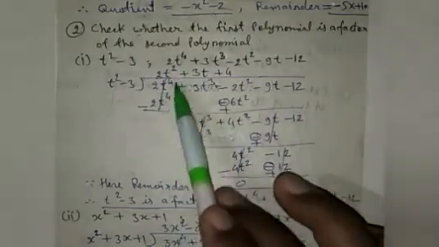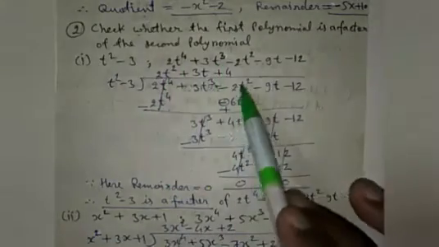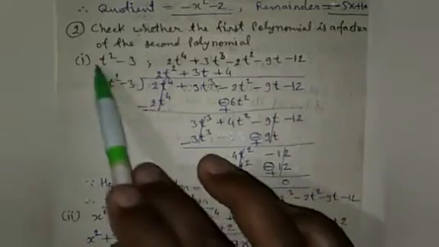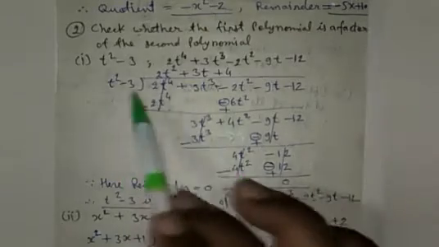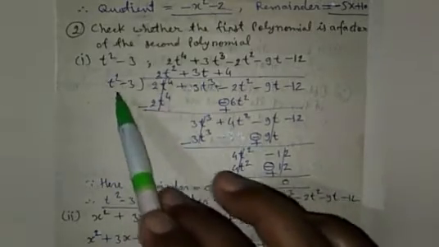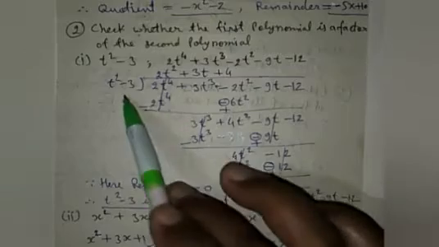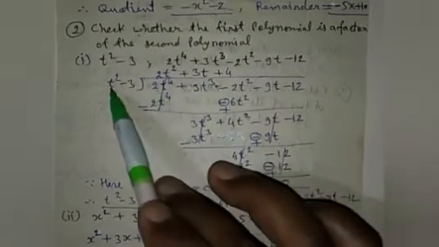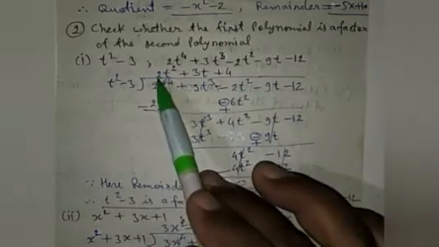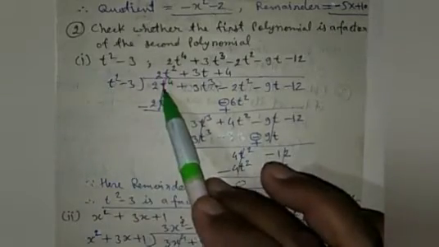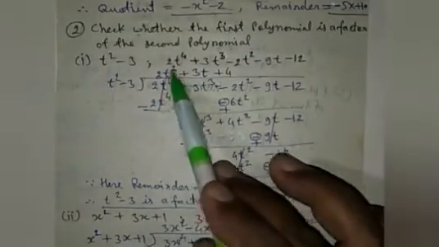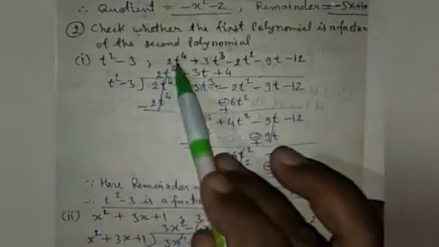So here the dividend is 2t power 4 plus 3t cube minus 2t square minus 9t minus 12, and the first polynomial is t square minus 3. So you have to divide this polynomial by this polynomial. You have to make the first term equal. So here the coefficient is 2, so there will be a table of 2 into t square. Here is t square, here is t power 4, so there will be t square. So the table is 2t square.